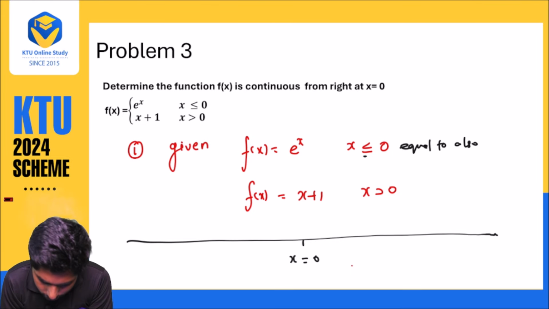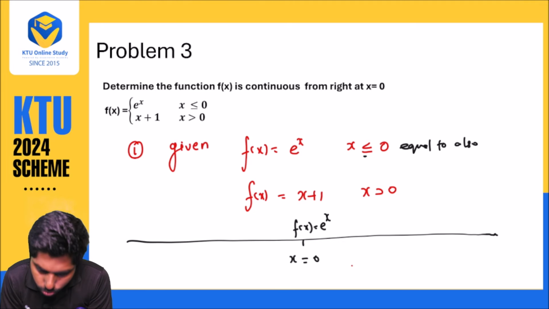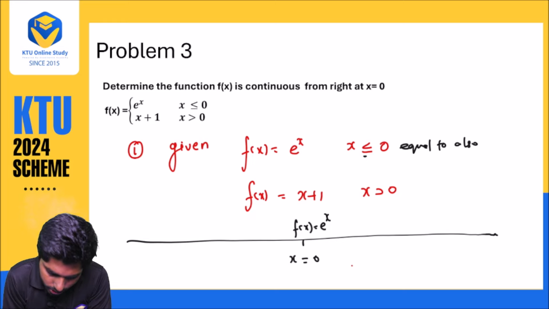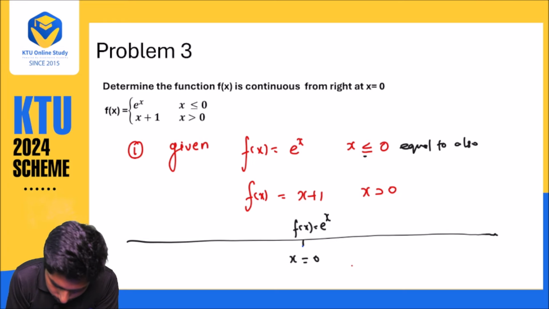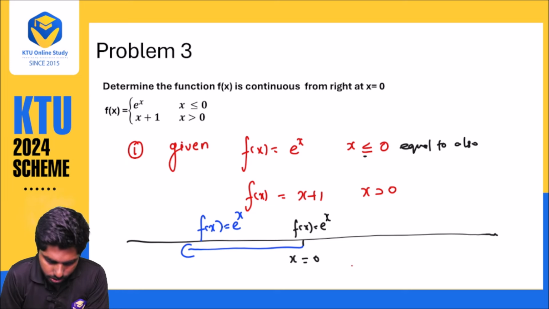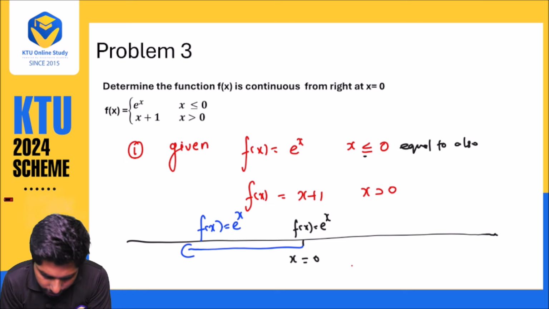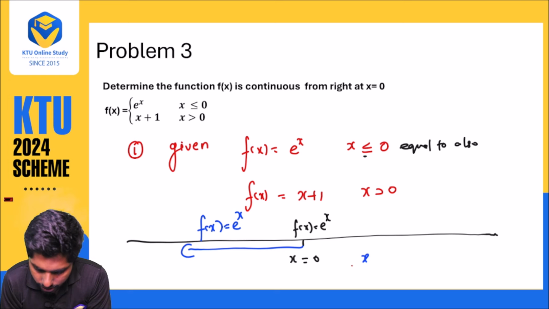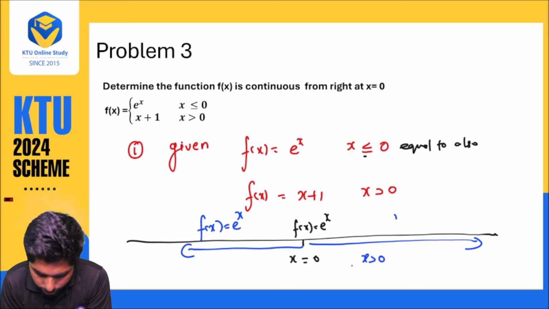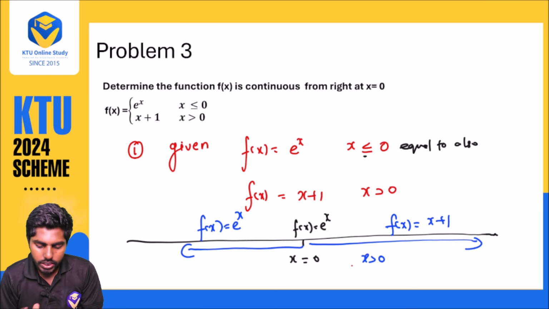So what we can write is f of x is equal to e power of x, and also mention that x is less than 0. X is less than 0 means here also they have mentioned f of x is equal to e power of x. And when x is greater than 0, this direction they are mentioning, that is f of x is equal to x plus 1.